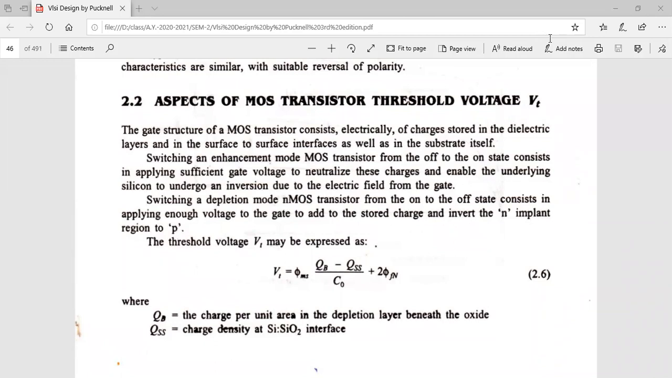We already know that the source and the drain are connected end to end in the form of PN junctions connected back to back, right? The depletion layer between the N plus and the substrate of the source, and the N plus and the substrate of the drain, act as diodes connected back to back. Now come to this concept of threshold voltage.